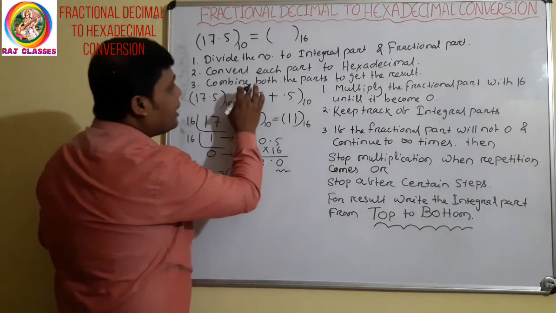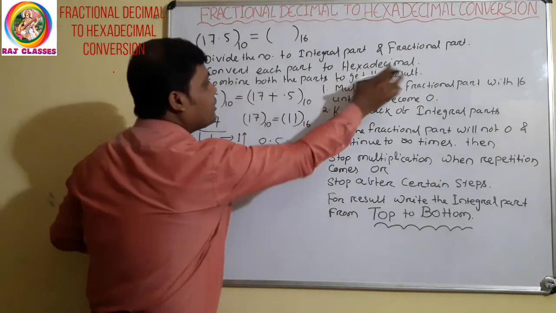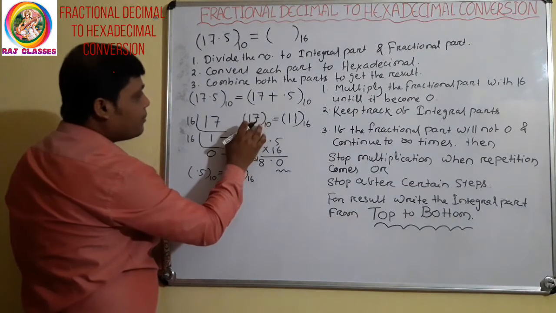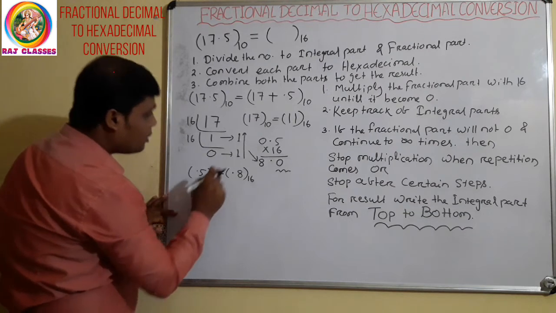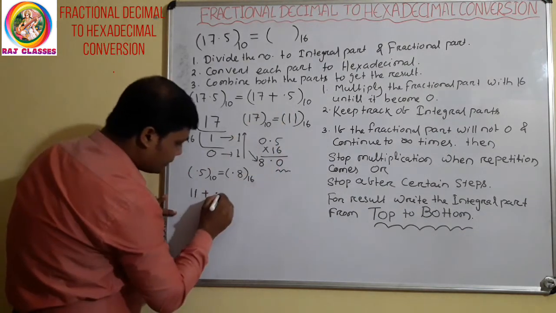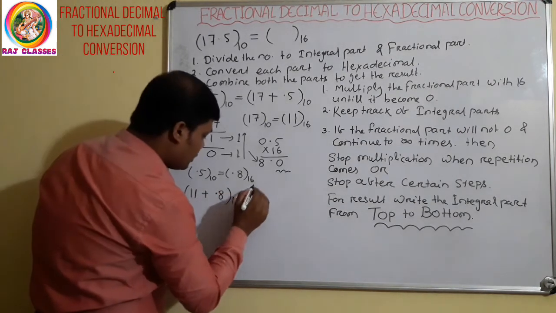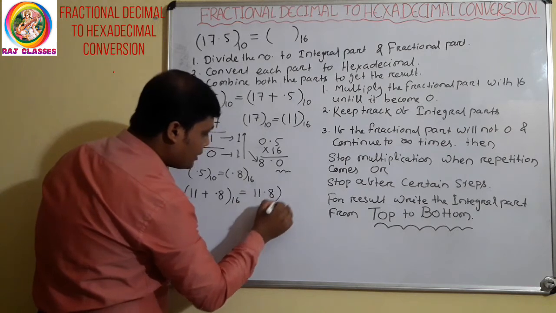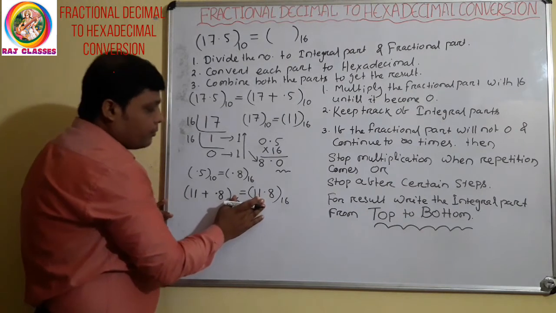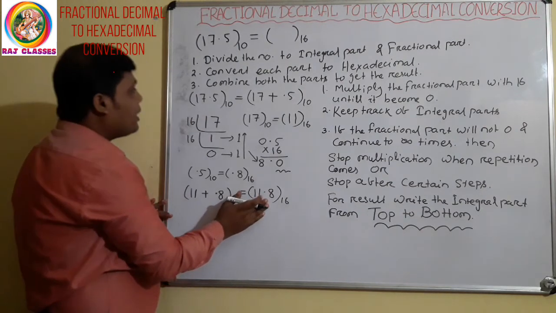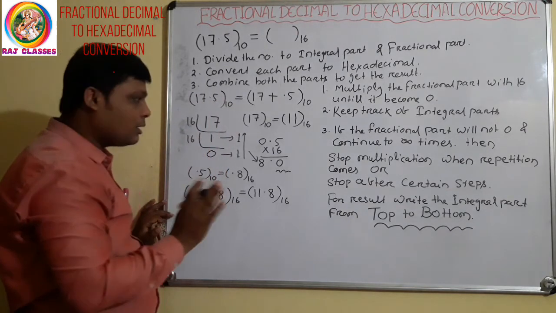Now the third point: combine both the parts to get the result. 17 is 11 base 16, and 0.5 is 0.8 base 16. This will be 11.8 base 16. This 11.8 is the hexadecimal value for 17.5 base 10. All of you understood? Clear?